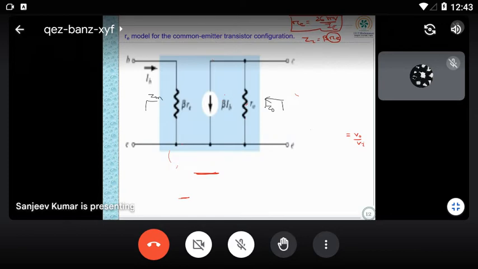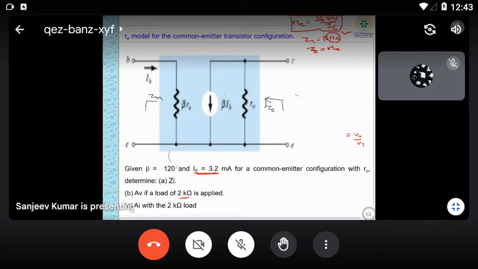Is it clear? Same diagram here: input impedance, same thing I have derived, input impedance is beta R, and output impedance is equal to R0. If you are taking infinite, then this line will be R0, you have to make it open. Because infinite, how to represent? You have to make it open. If you are taking a finite value, then I can put R0 here.